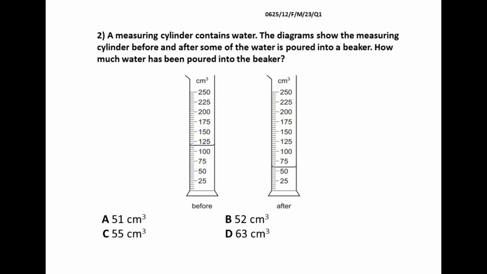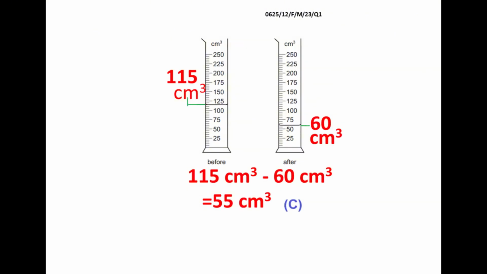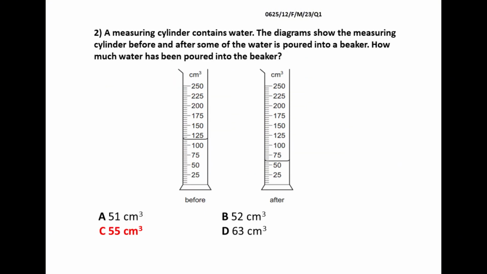Look, this is the initial volume before pouring into the beaker. So it shows that it's 115 centimeter cube. After pouring into the beaker, the remaining leftover is 60 centimeter cube. So how much has been poured into the beaker? If you subtract these two volumes, you will get 55 centimeter cube, which is the option C.